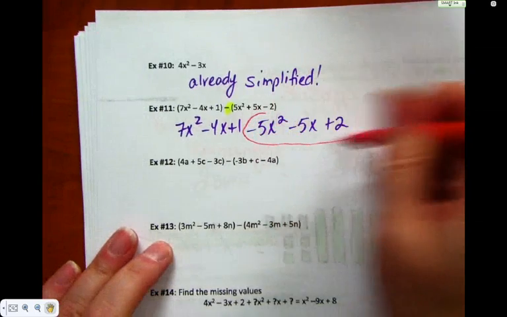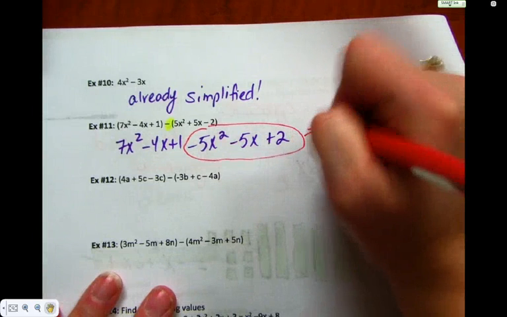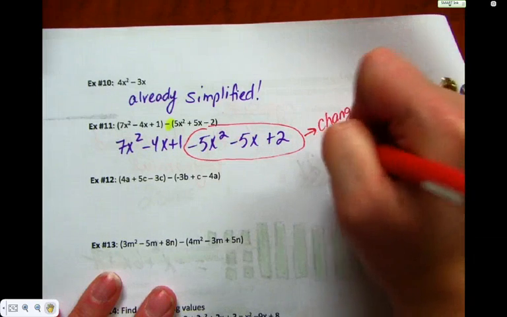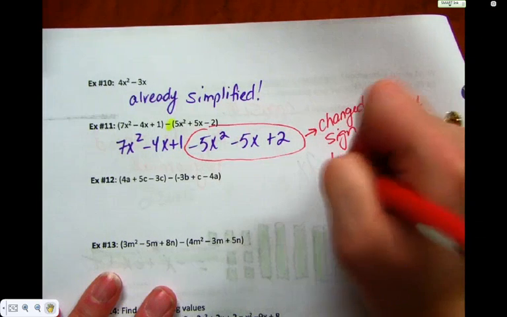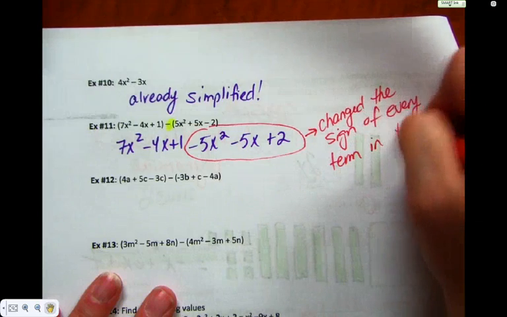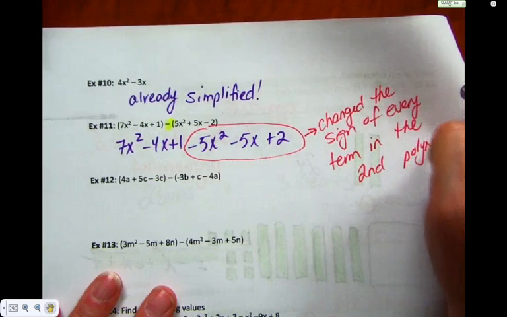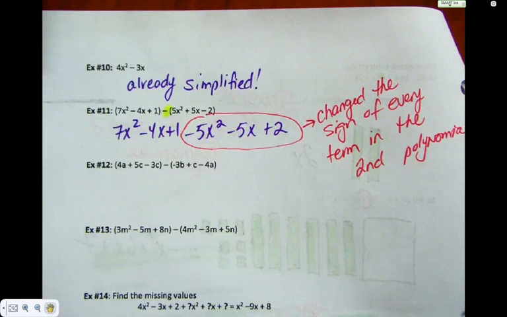What did we do when we don't have the algetiles? We changed the sign of every term in the second polynomial. That's how we do a subtraction. It's the exact same thing as flipping it over. We just change the sign of every single term.